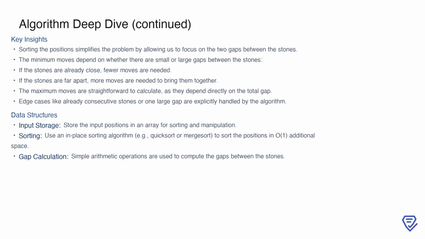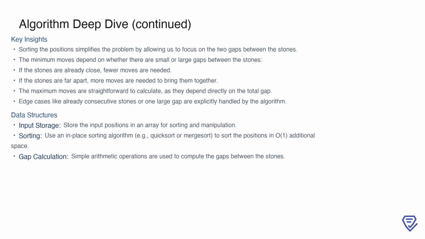By sorting the positions, we reduce the problem to analyzing the 2 gaps between the stones. The minimum moves depend on whether the gaps are small or large. Smaller gaps require fewer moves, while larger gaps demand more effort to bring the stones together. The maximum moves, on the other hand, are simply the sum of the 2 gaps, as each move reduces the gap by exactly 1 unit. This makes the calculation straightforward.